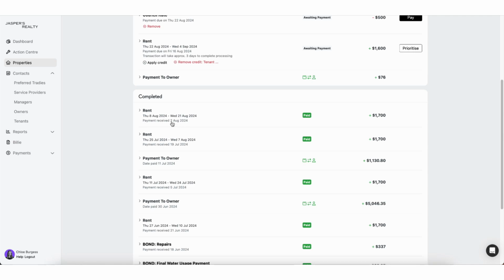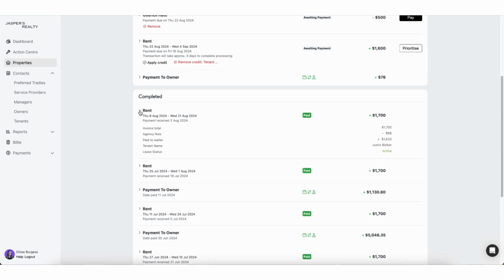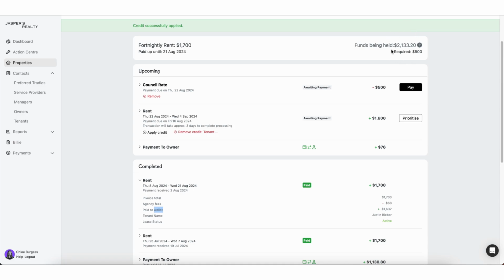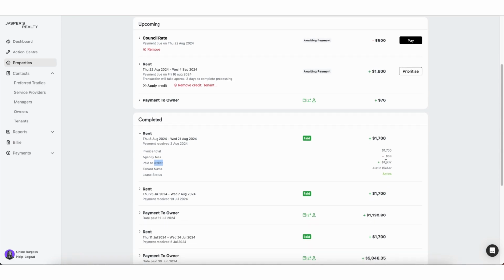If I wanted a further in-depth breakdown of how this money was moved around, I can click this little arrow and it's going to show me that there was an invoice total of rent for $1,700. Agency fees of $68 was deducted. The system paid to the wallet. Remember, that wallet is that top right-hand corner icon there. $1,632 gives me the tenant's name and the lease status.